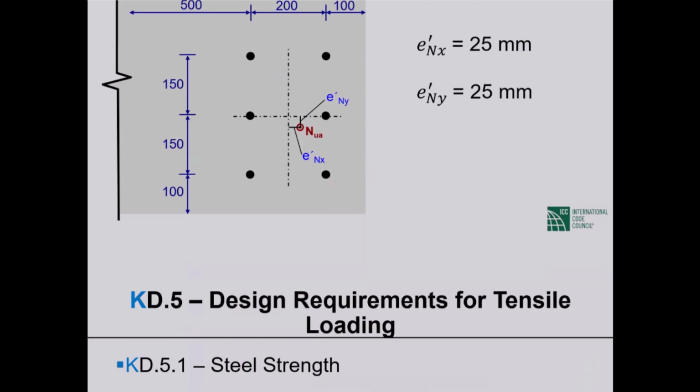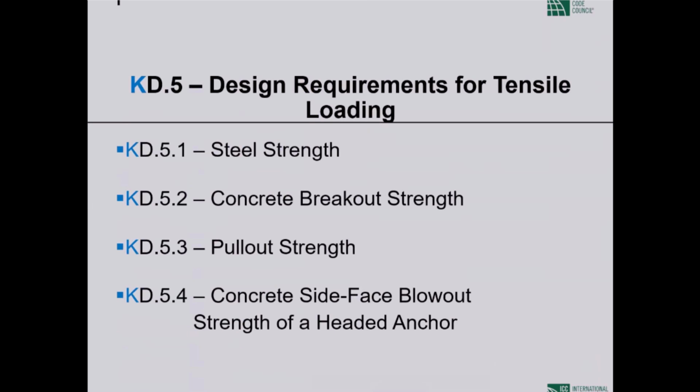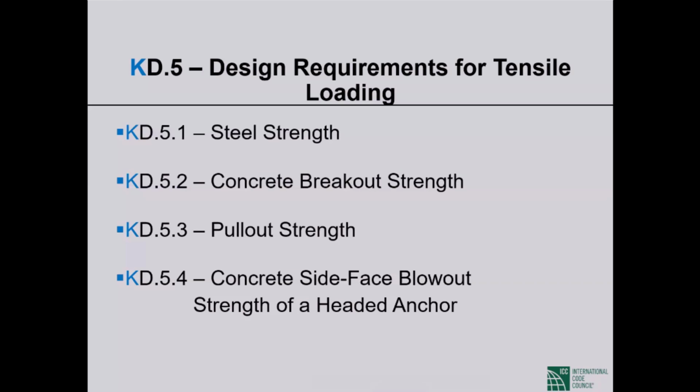The failure modes that Appendix K considers in tension: the steel itself failing, concrete breakout failure, pull-out failure, concrete side face blowout, which happens to headed anchors that are close to an edge, the cover. So side face blowout happens when we have headed anchors that are reasonably deep and are close to an edge. It can happen in those situations, side face blowout.